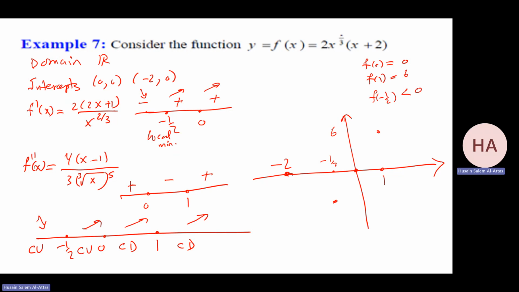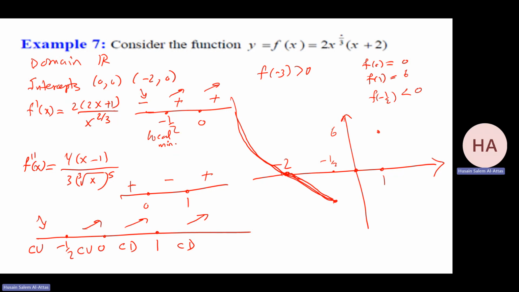You take -3, you have a negative value. You have a positive value. If you take more before -2, f of -3, it will be positive. So I know the graph will go like this until -2. Then it will be decreasing and concave up until minus half.